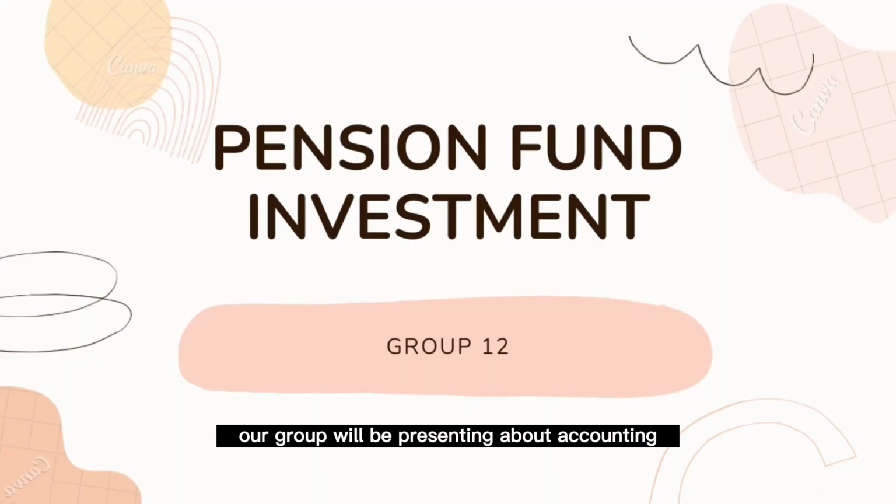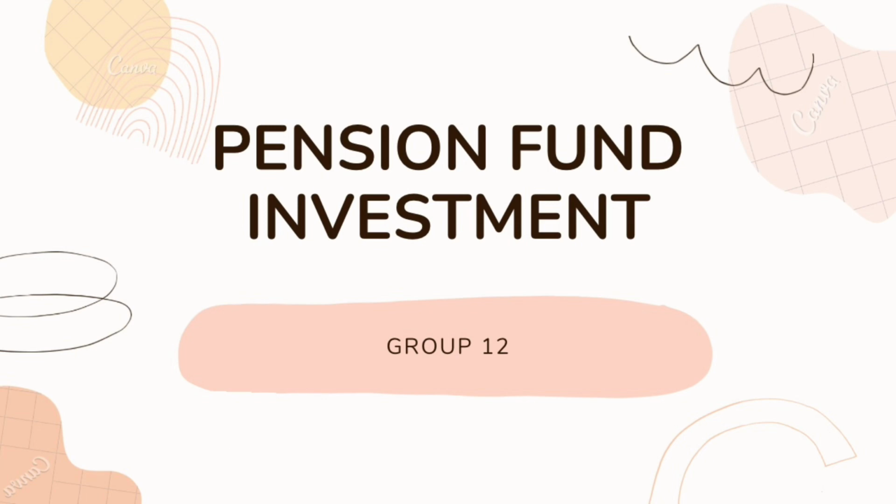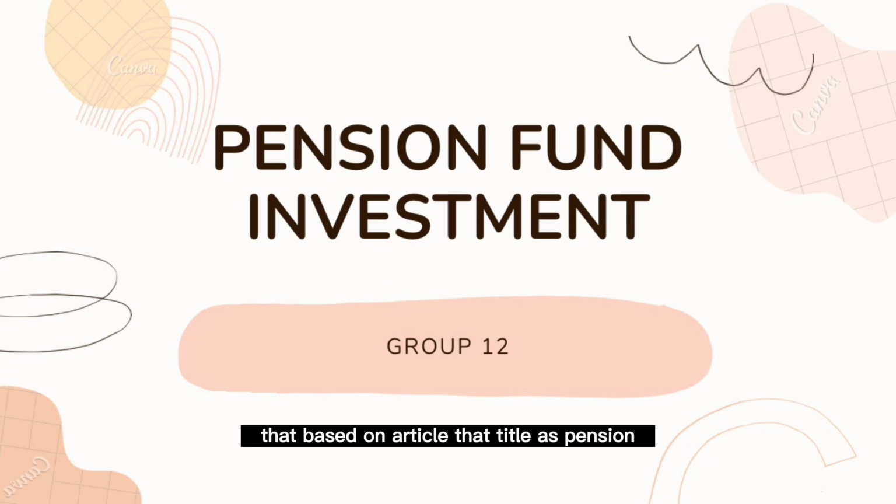In this video, our group will be presenting about accounting for financial instruments and distinguishing between equity and liability, based on an article titled Expansion Fund Investment, Impact of the Liability Structure or Equity Allocation by Tim Barker.